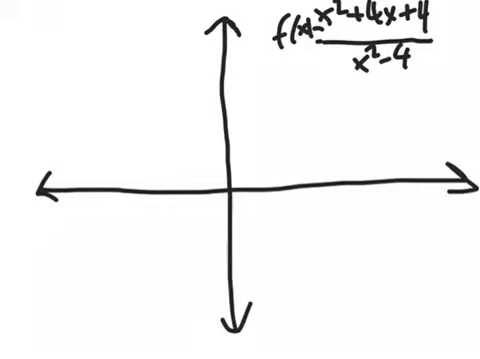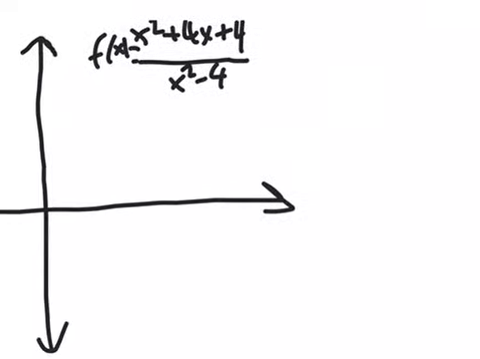Hello, today I'll be teaching you guys how to write approach statements and draw graphs. So the graph that we'll be looking at today is x squared plus 4x plus 4 divided by x squared minus 4. Before you do this, you want to first factor the graph. So I'm going to factor this graph real quick.